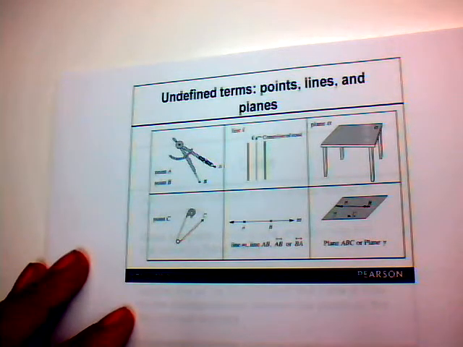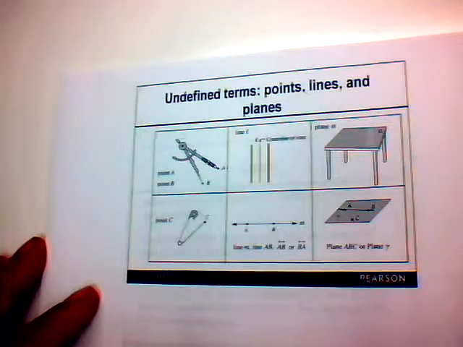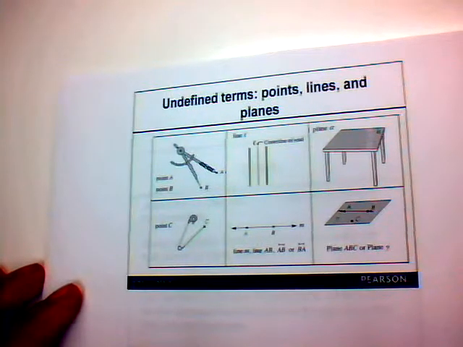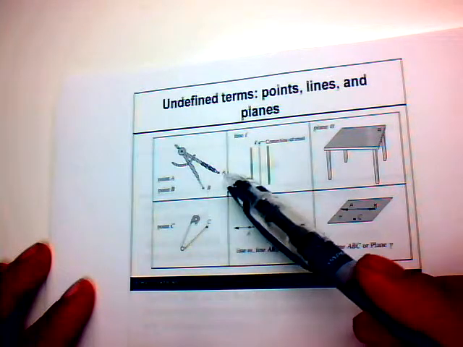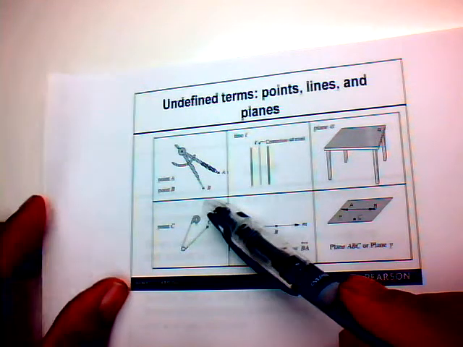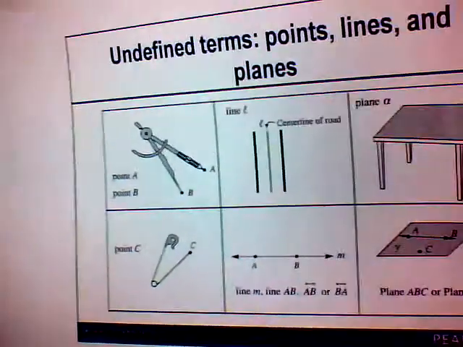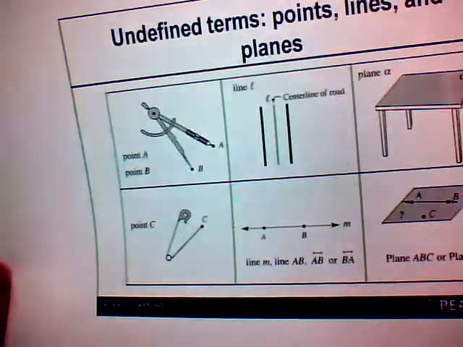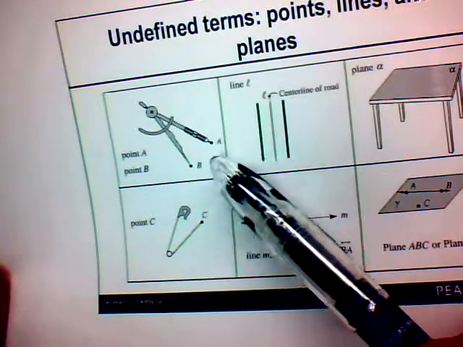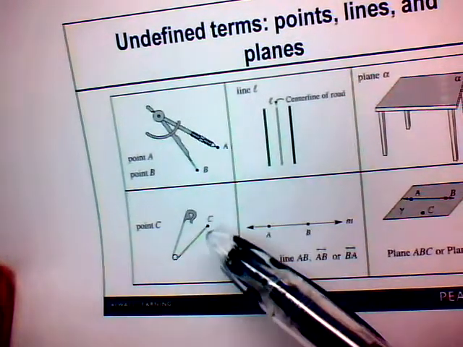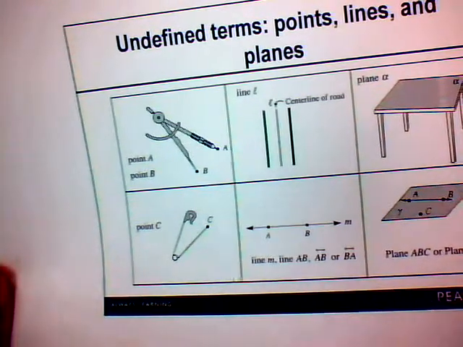We'll begin what geometry is by talking about three undefined terms, which are points, lines, and planes. Now, a point is just a dot with no size or shape. So in this case here, you'll see three different types of points. Point A, and usually a point is going to be denoted with a capital letter, and also point B. And this safety pin has a point, which we can call point C.